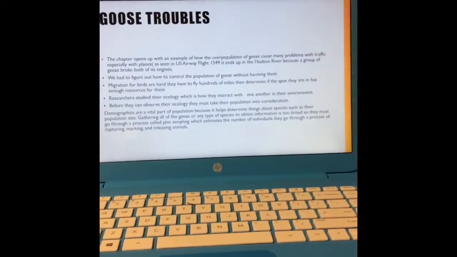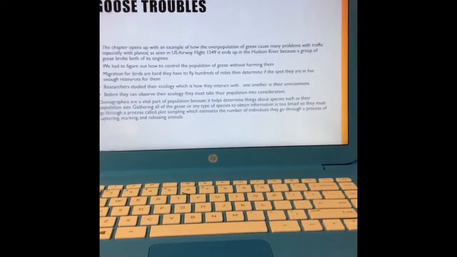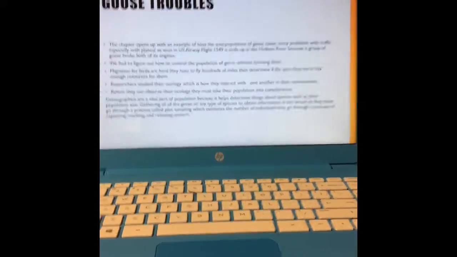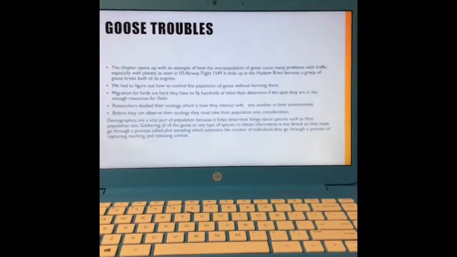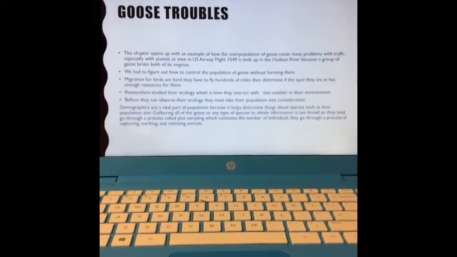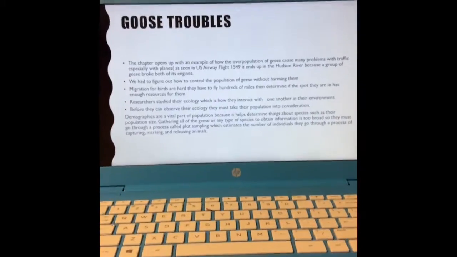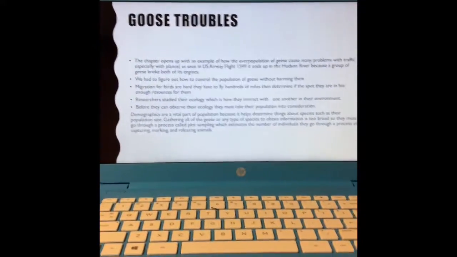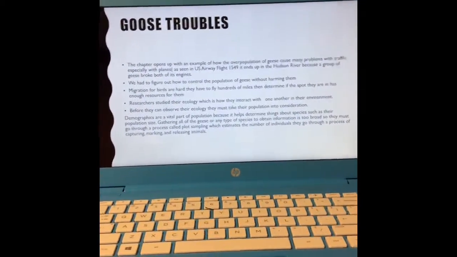The chapter opens with the example of how the overpopulation of geese can cause many problems with traffic, especially within planes. Geese sometimes get inside the plane's engines and cause the engines to crash. So they could wait until the birds migrate, but it doesn't happen all at once.